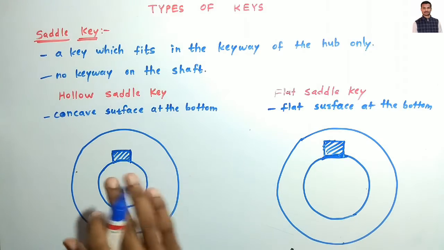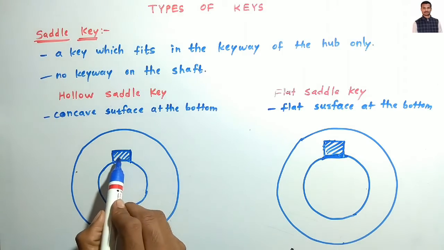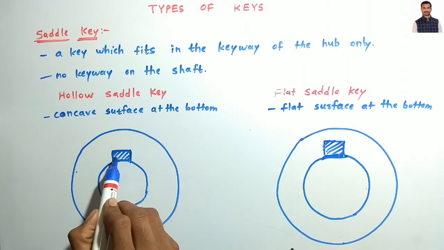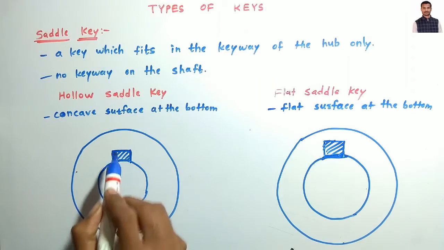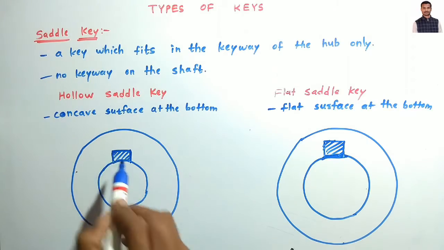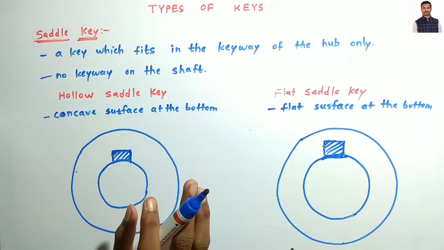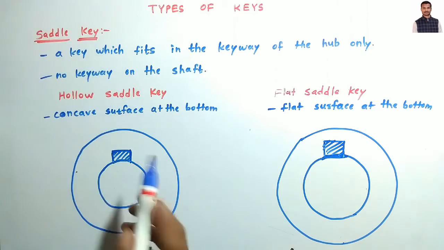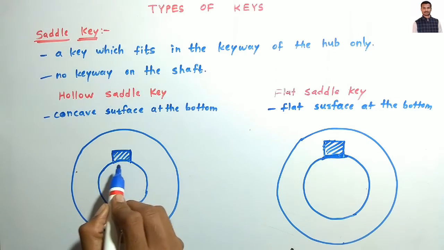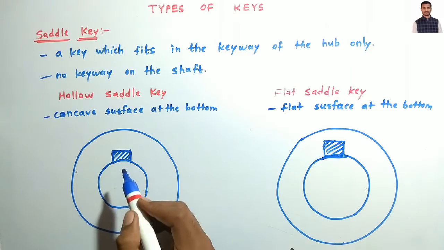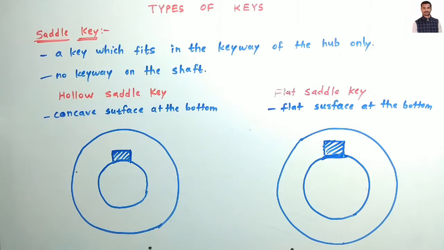So what is the difference between sunk key and saddle key? In a sunk key, half of the portion of the key is in the keyway in the hub, and half in the keyway of the shaft. In a saddle key, the keyway is only in the hub, not on the shaft. So this is the basic difference between sunk key and saddle key.